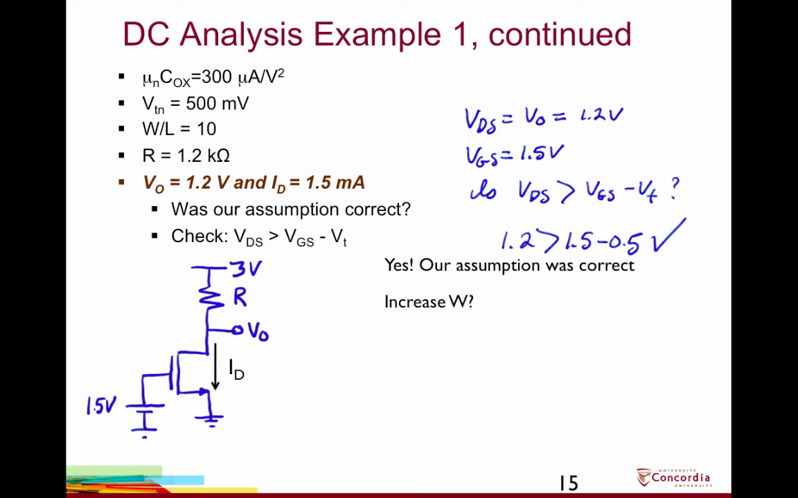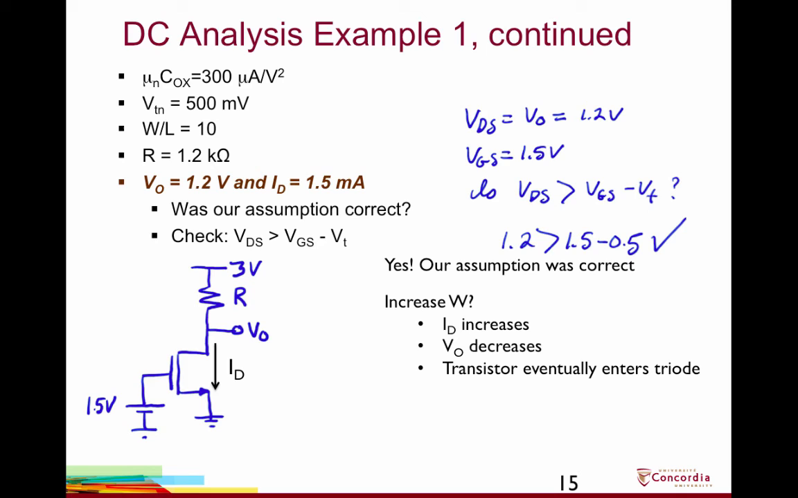Now, what would happen if we were to increase the width of the transistor without changing that gate bias voltage? If we increase the width, the drain current will increase proportionally. That will cause Vout to decrease. Eventually, the transistor will enter the triode region. So we could boost up the current for the same gate voltage and push it a little bit closer to triode. Similarly, we could shrink the width, shrink the current, increase Vout, and move farther away from the triode saturation boundary.